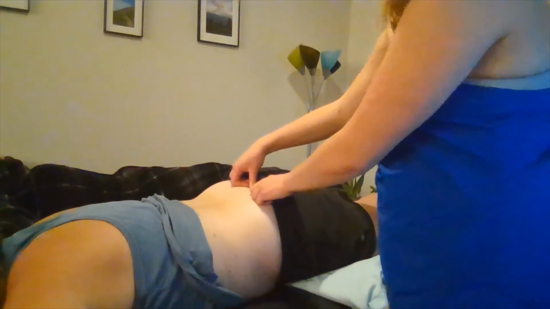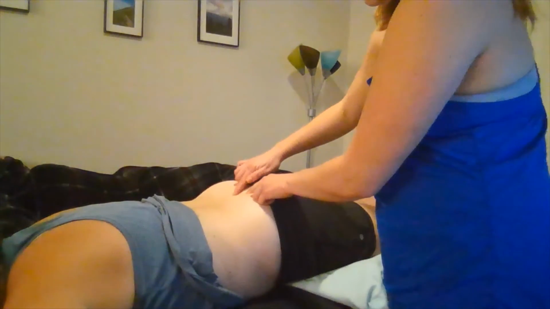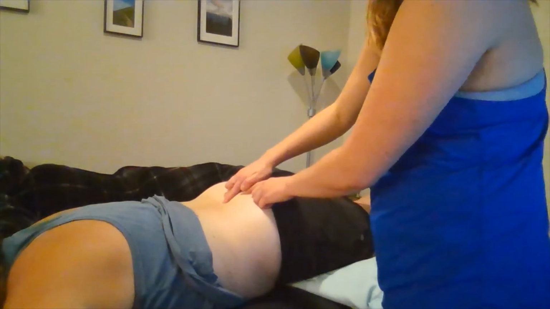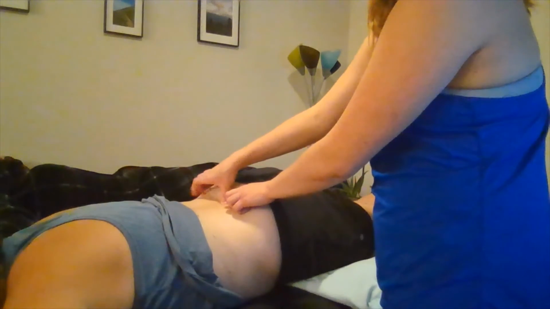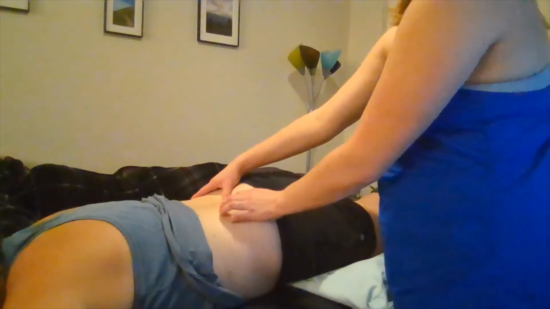From S2, we can count up and run into L5. L5 is important because it's the attachment site for your iliolumbar ligament, and it's also the common site for herniated discs and pain.